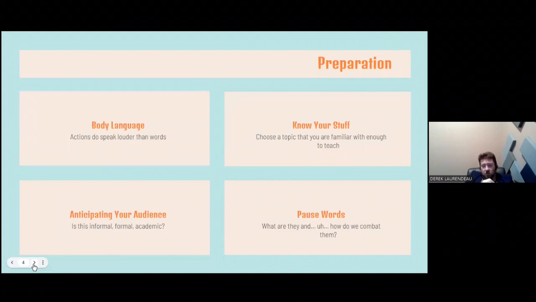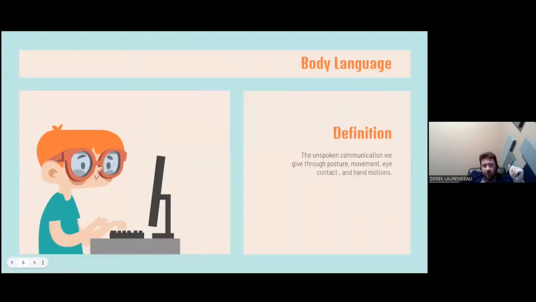And what are pause words? Well, words such as "um" that we use to give ourselves just a moment to think. Okay. Now, what do we do with body language?